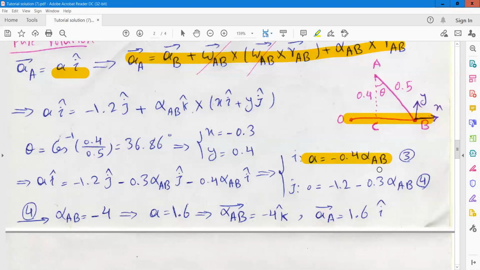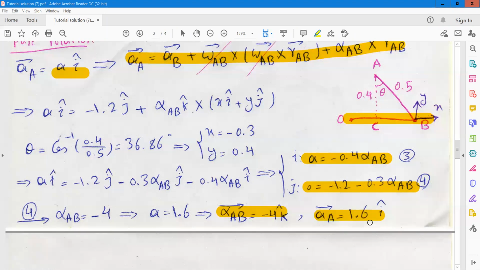The first equation for i is A is equal to minus 0.4 alpha AB, and the second equation is 0 in the left hand side, and in the right hand side we have minus 1.2 minus 0.3 times alpha AB. So by solving these two equations, you can obtain alpha AB, which is minus 4k, and the acceleration of point A.